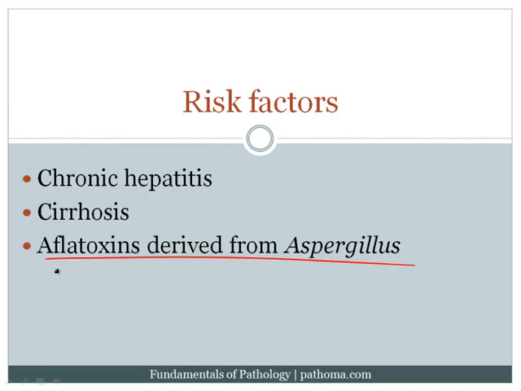Now, in those countries, they store grains for extended periods of time, and aspergillus tends to grow on those grains. It then releases aflatoxins, which, when consumed, result in an increased risk for hepatocellular carcinoma. Very high yield for board examinations. The aflatoxins actually induce p53 mutations, and that's the mechanism by which hepatocellular carcinoma will arise.